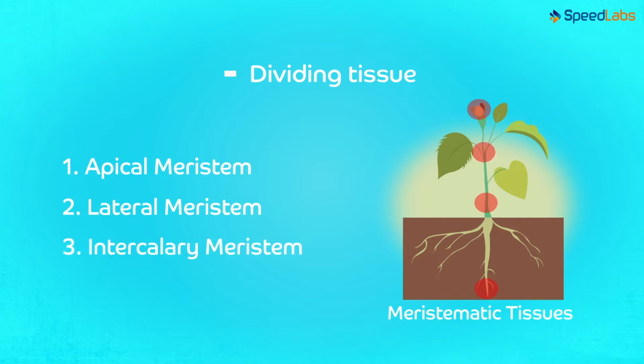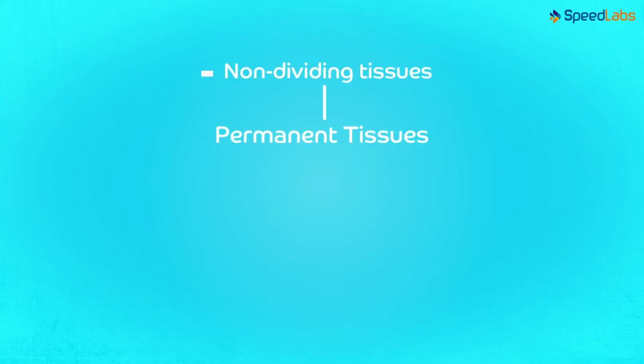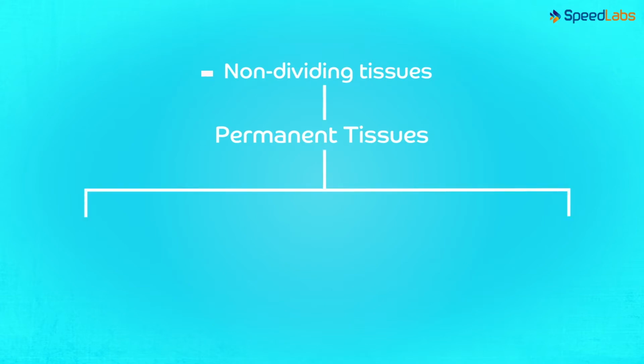The next in the list would be those tissues which have lost their capacity to divide. These are the permanent tissues. These tissues help the plant to perform various activities but don't contribute to its growth. We can classify them further depending upon the cells present in them. First category is where we have all the cells to be of the similar type. These are the simple permanent tissues.